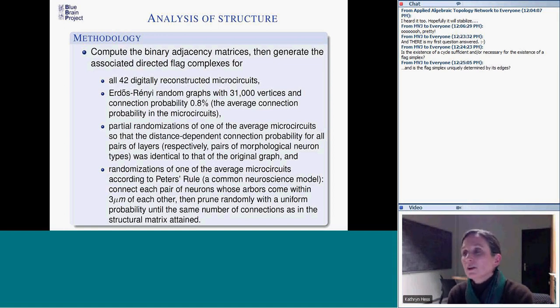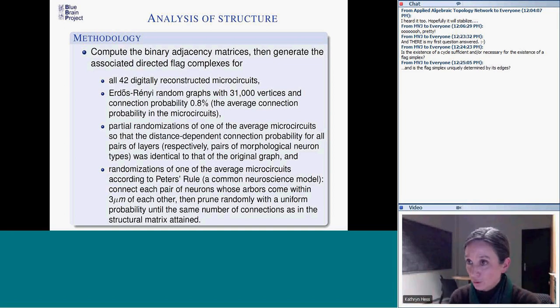I mean, neuroscientists will say, oh, no, we know this is ridiculous. This isn't actually a good representation of reality. But nonetheless, it is sort of a first approximation. And one reason that we did this comparison was that people have the misconception that these blue microcircuits are actually constructed simply using this Peters' rule.